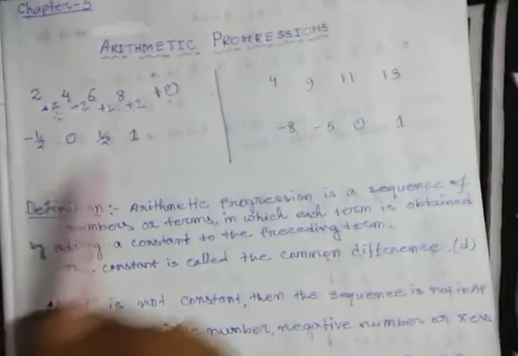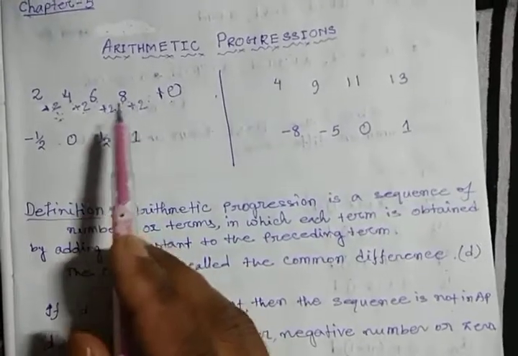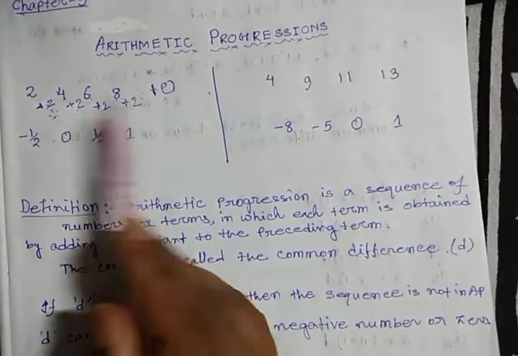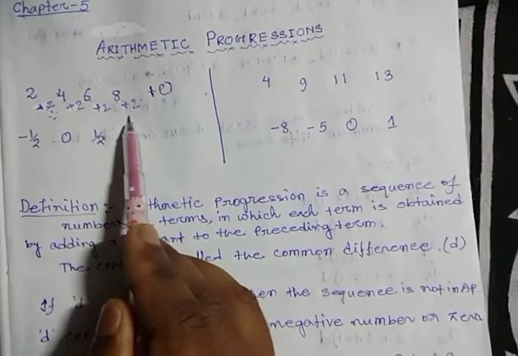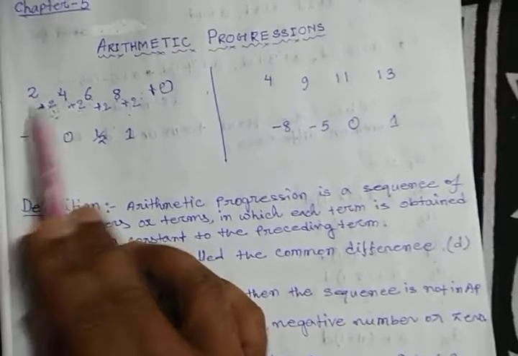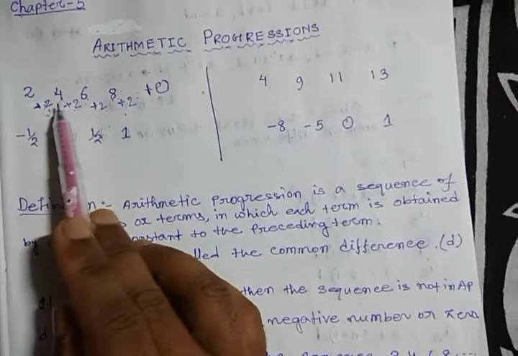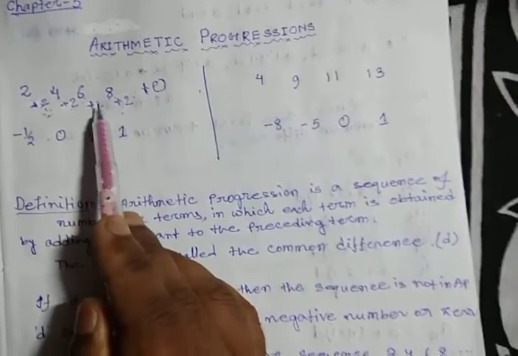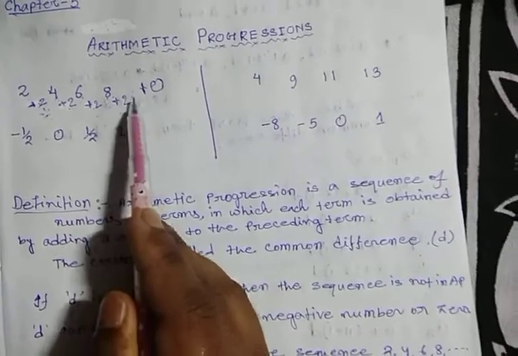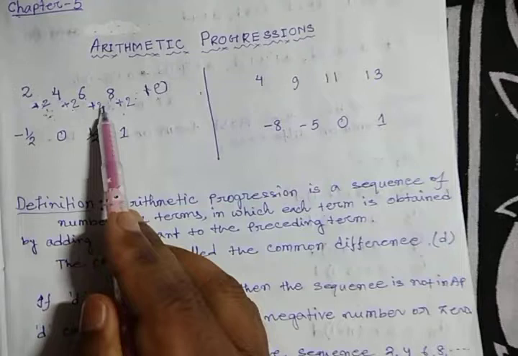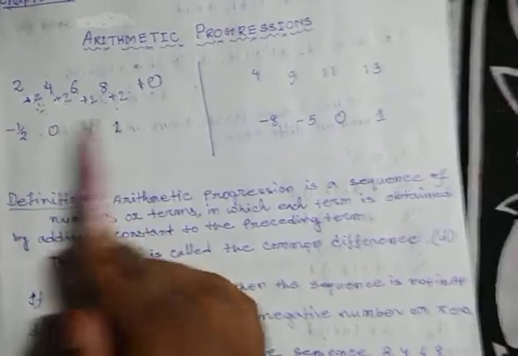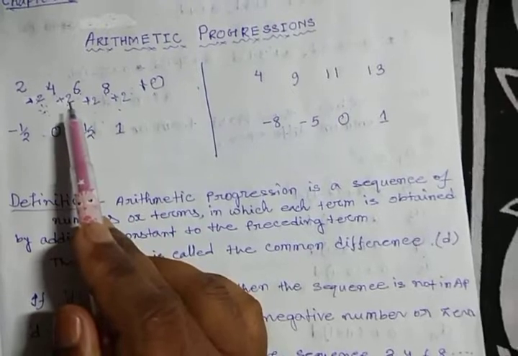In the same way, here we can see that there is a constant term. The constant term here is 2. So 2 is known as the common difference. You can see the difference between the first two terms is 2, between the second and third term is 2, between the third and fourth is 2, and in the same way between the fourth and fifth it is 2. So this is known as the common difference. It is common for every two consecutive terms.